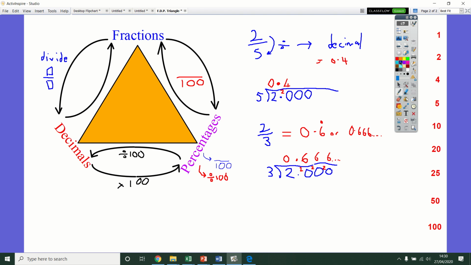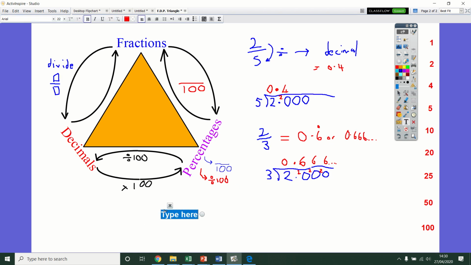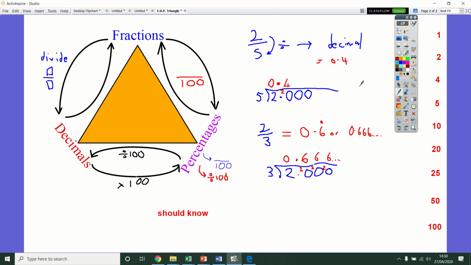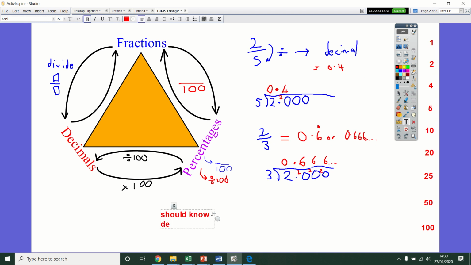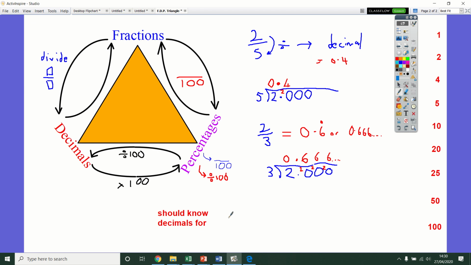Some of these, though, I'm expecting you to know off by heart. So without having to do this every single time, you should know the decimals for anything that's divided by 2, all the halves. You should know what a half is as a decimal, and thirds as well, and quarters and fifths. So if I give you any fraction with these denominators, you should be able to tell me straight away what the decimals are. If you don't know all of these, then I suggest you make a list so that you've got that to work with.